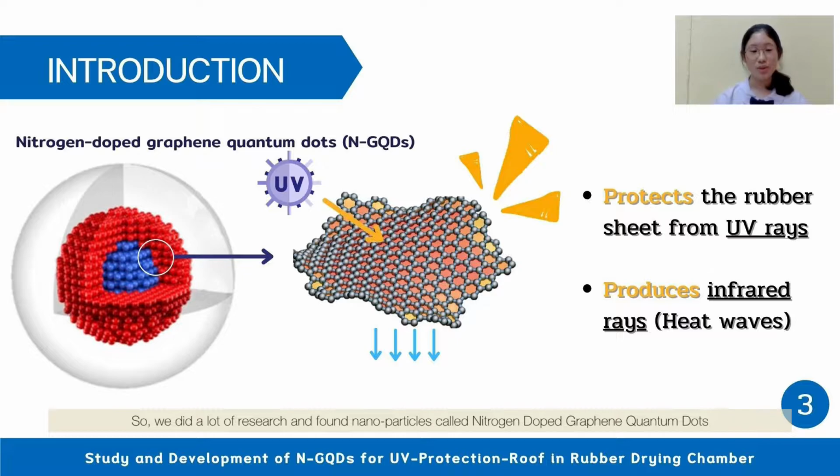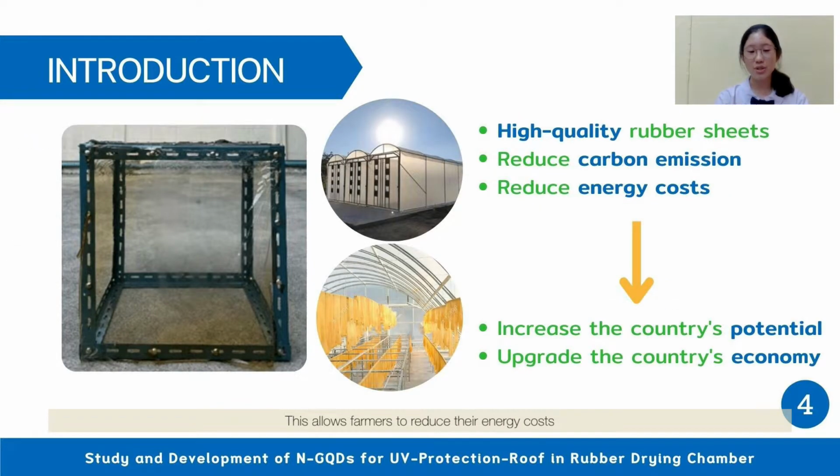So, we did a lot of research and found nanoparticles called nitrogen-doped graphene quantum dots. This amazing particle absorbs UV light and emits light in a longer wavelength, for example, near infrared ray. This means if we make the roof out of the particle, this roof not only protects the rubber sheets from UV rays, but also produces infrared ray. In other words, heat waves. This allows farmers to reduce their energy costs.